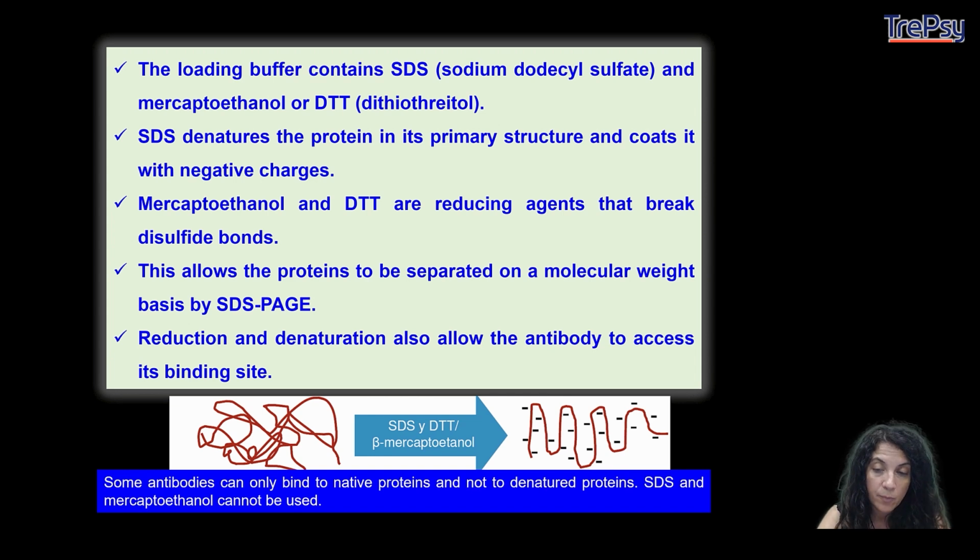So we have a detergent like SDS that denatures the protein, and we have mercaptoethanol that breaks disulfide bonds. But pay attention, because some antibodies can only bind to native protein and not to denatured protein. In that case, SDS and mercaptoethanol cannot be used. This allows the protein to be separated on a molecular weight basis by SDS-PAGE. Reduction and denaturation also allow the antibody to access its binding site.